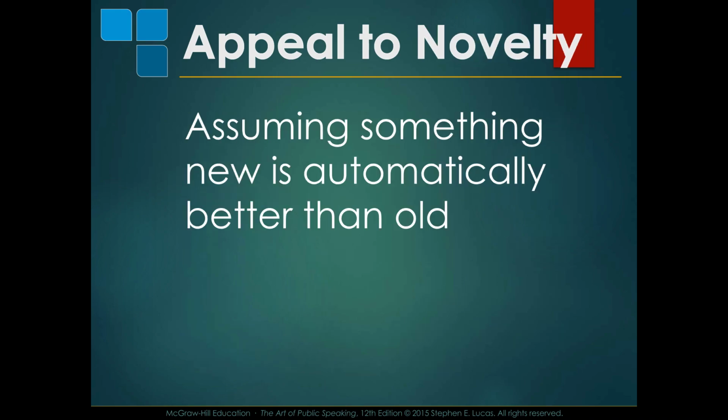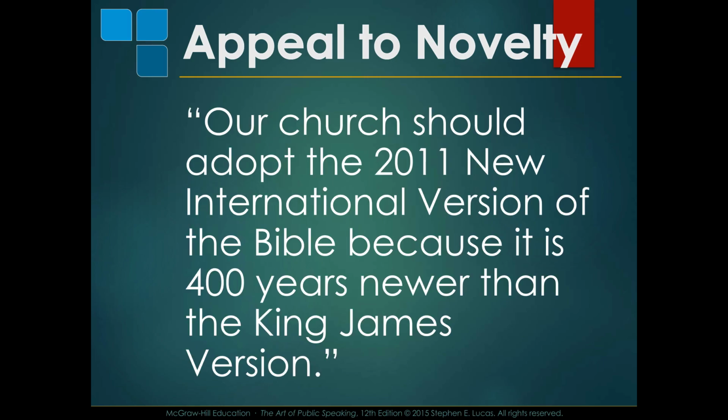The inverse of that particular bad logic is called the appeal to novelty. That's assuming something new is automatically better than something old. Our church should adopt the 2011 New International Version of the Bible because it's 400 years newer than the King James Version. Well, I don't necessarily have an opinion right now on whether the New International Version is good or not, but when it was written is definitely not one of the criteria that I would use in determining whether it was a Bible that I wanted to read.